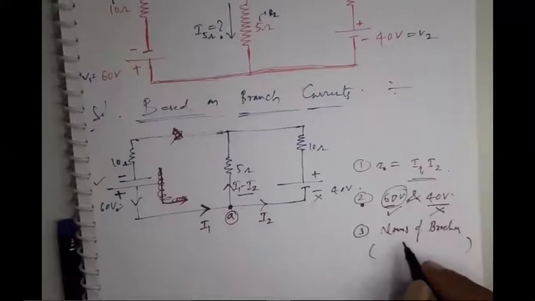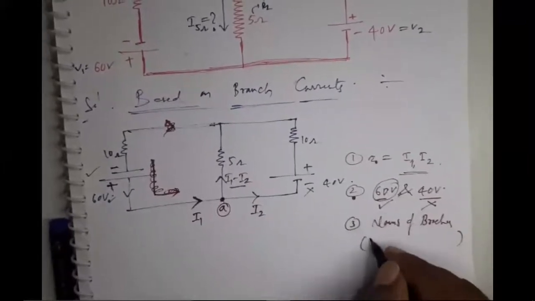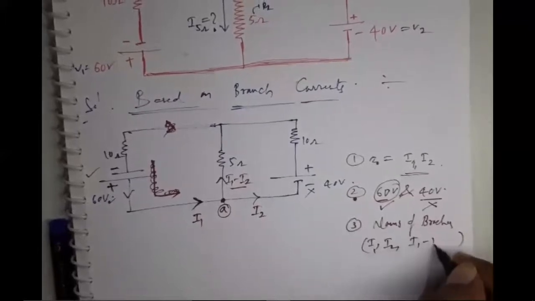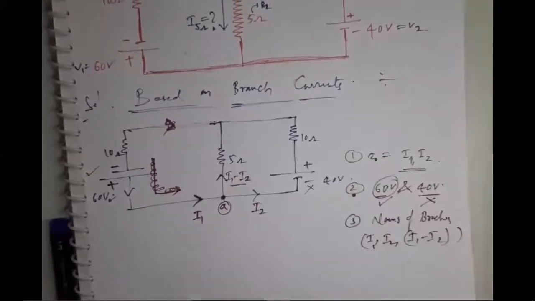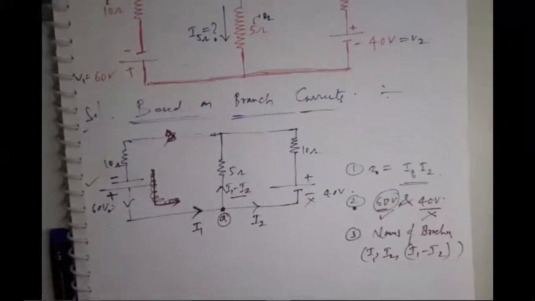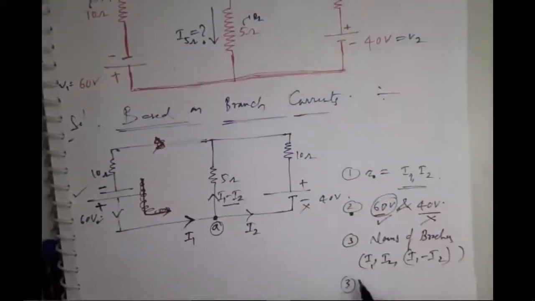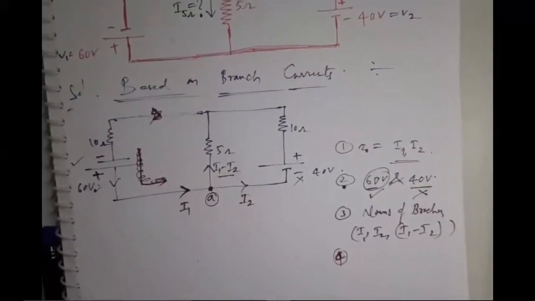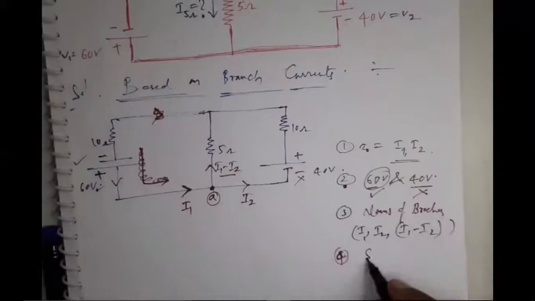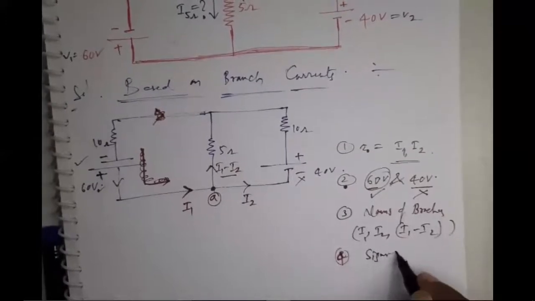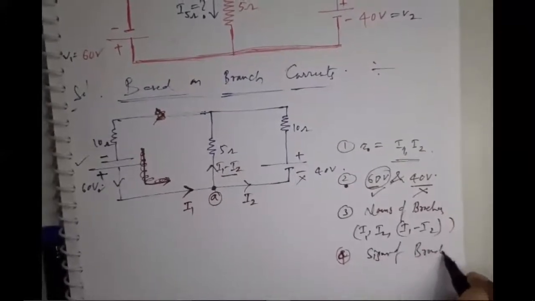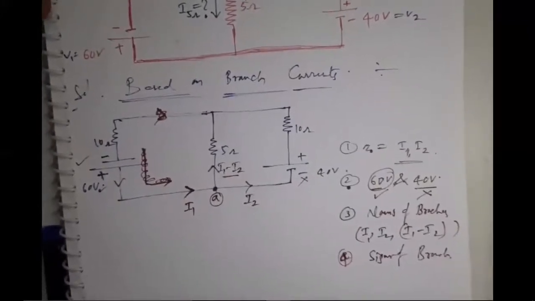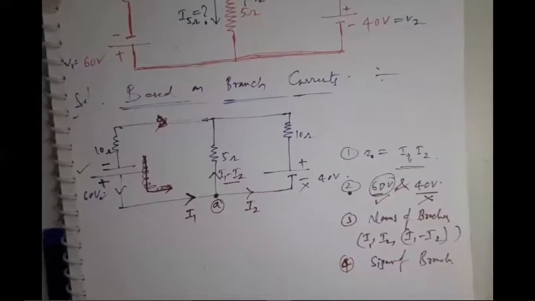Now, what are the names of the branches? One branch is named I1, the second branch is I2, and the third branch is I1 minus I2. These are the names of your branches, right? Next, what is rule number 4? Rule number 4 is signing of branches. You need to put signs on the branches, which means indicating plus and minus as per the direction of branch currents.